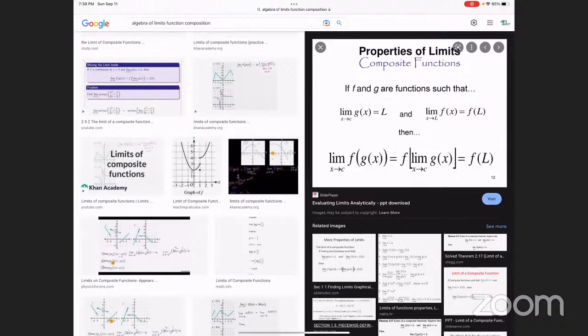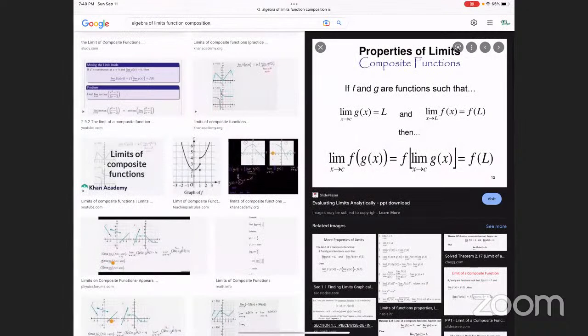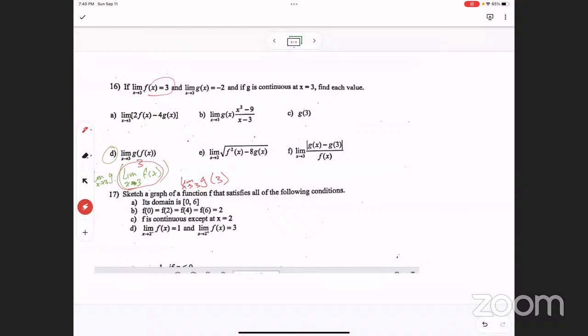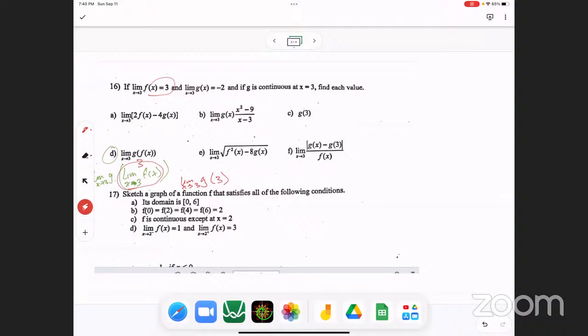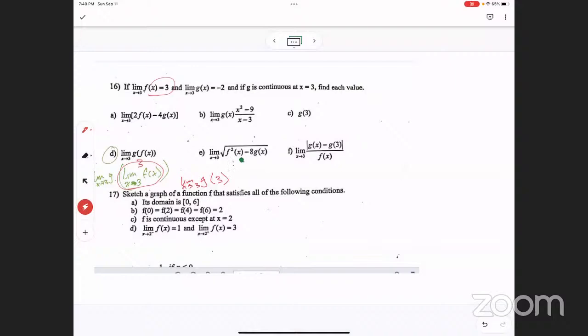It's f. Okay, hold up. So here's what they're saying. They're saying that the limit as x goes to L of f of x is f of L. So we're talking about the limit as x goes to 3. We have the limit as x goes to 3 of g of x is negative 2. So negative 2 is our f of L. Yeah, I think it's negative 2. I believe it's negative 2. Yeah, I think the answer is negative 2, but it's hard for me to say that's exactly what they did, but I believe that's the correct answer.